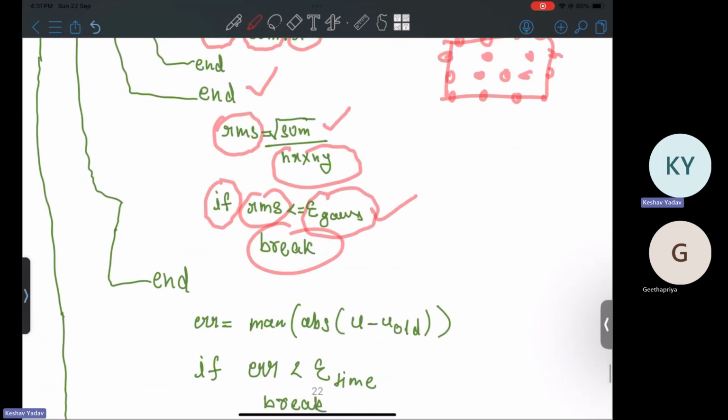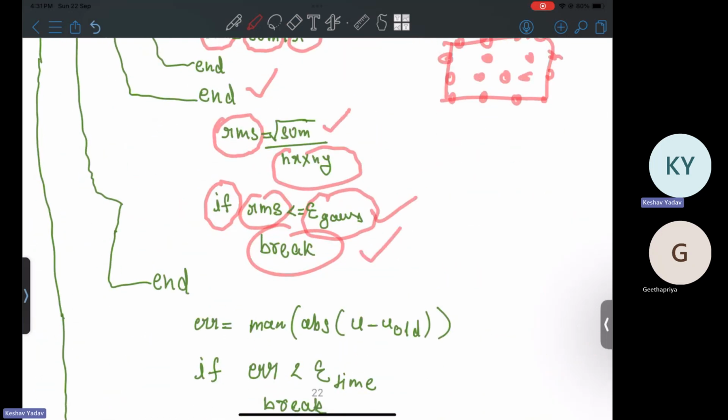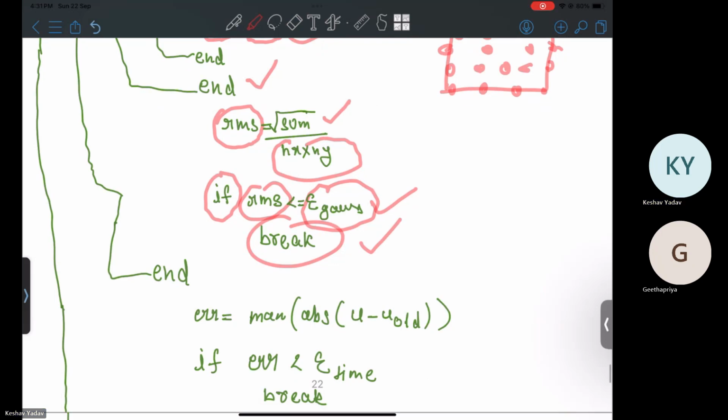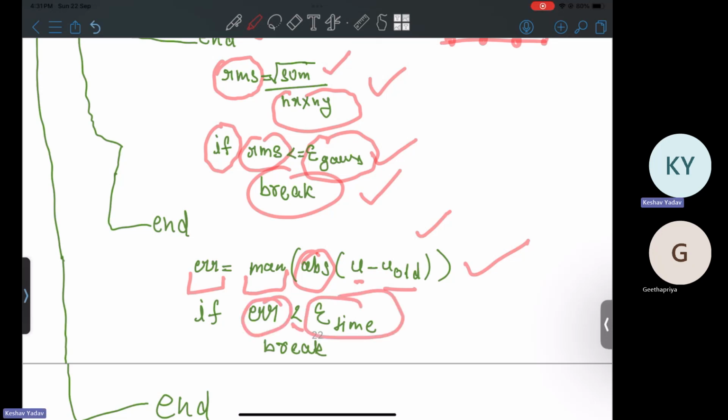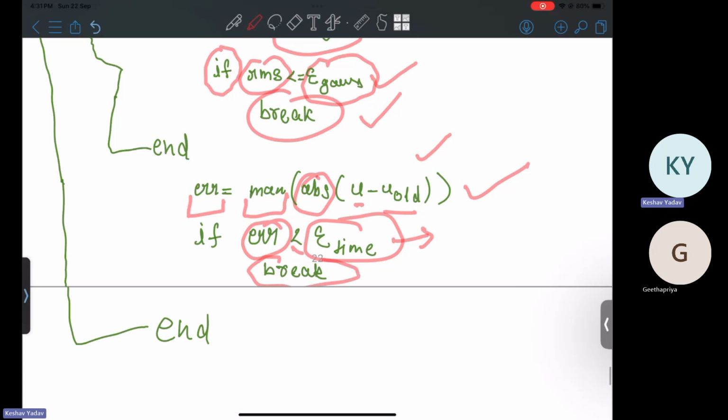Now suppose I have done it for one case, one time step. Before moving to the next time step, I will find out the error. That error will be the maximum value. You can define it in this way also, norm case, you can define like that also. Maximum of absolute of u minus u old. If this error is less than or equal to epsilon for the time loop, then I will break. So this is my pseudo code.